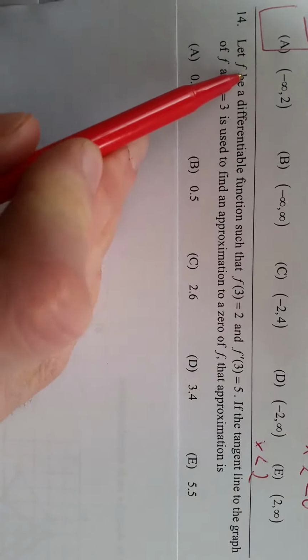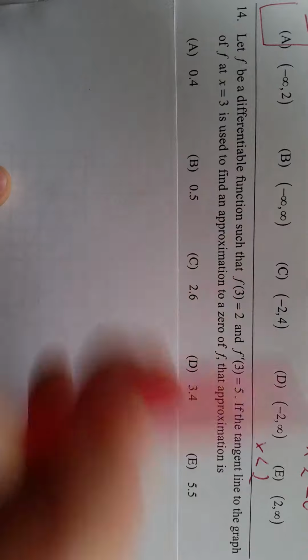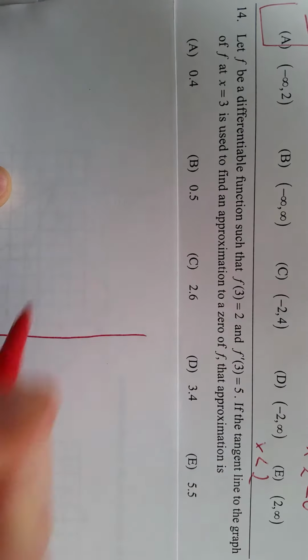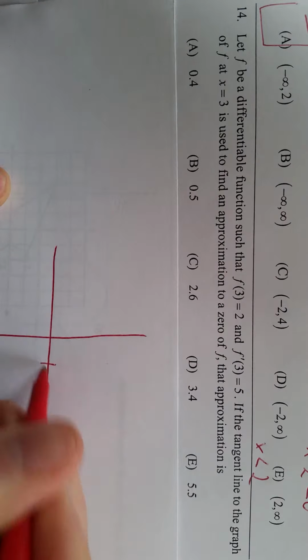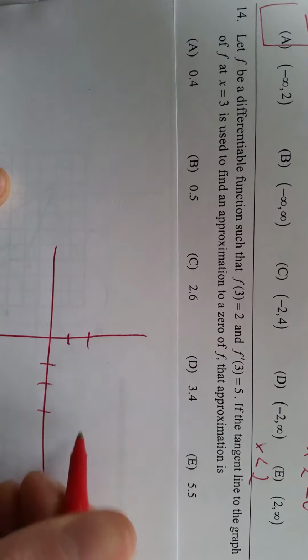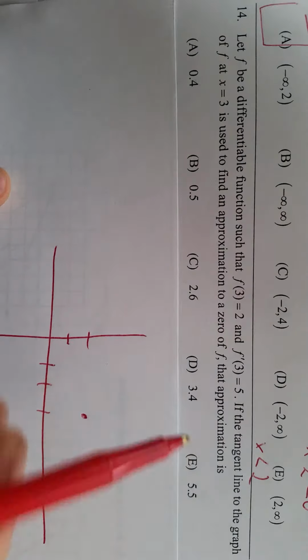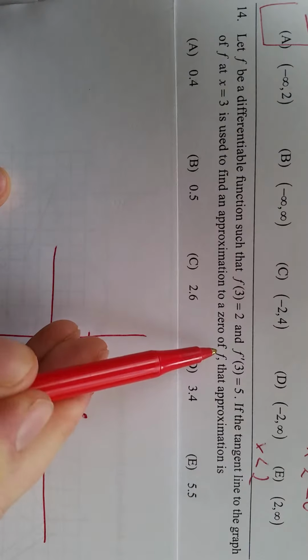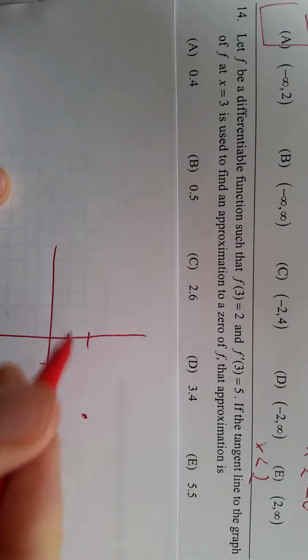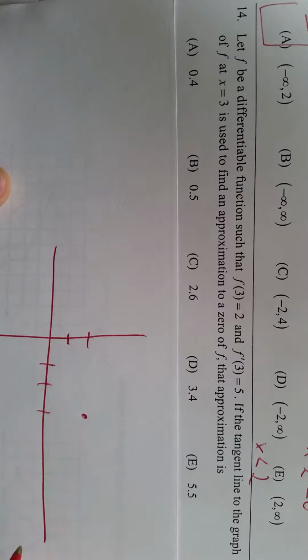All right. It says we have f, it's a function. All right. We know f of 3 is 2. I'm going to go ahead and mark that. F of 3 is 2. Okay. So whatever the function looks like, that point exists. Okay. We are trying to find an approximation to a 0 of the function. So we want to know, when does the function, whatever it looks like, hit the x-axis? Okay. That's what we're after.